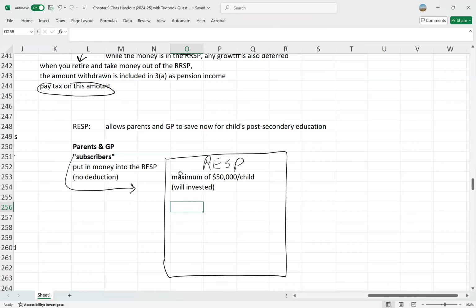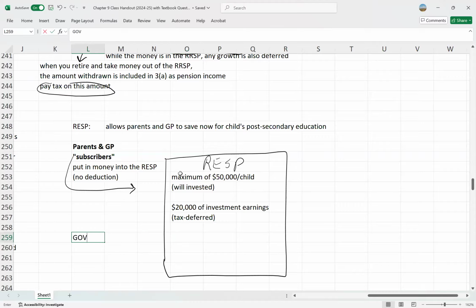So let's say over the years they put in $50,000, not all at once, it's obviously going to be spread out over a number of years. This money is invested, and let's say there's $20,000 of investment earnings, of growth. This is also tax deferred. It will not be taxed until the money is taken out.